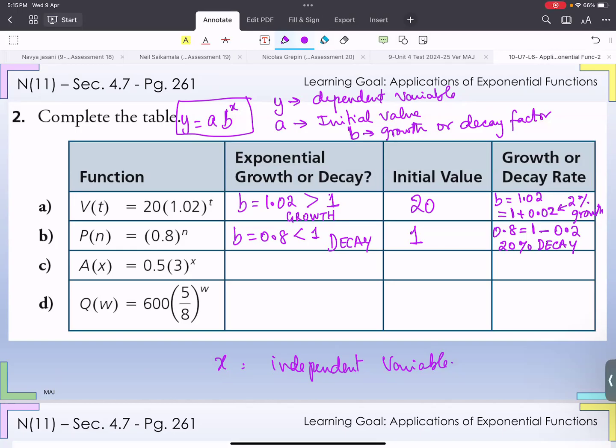The next one, b, is 3, which is bigger than 1. Okay, and it is an exponential growth. The initial value is 0.5. Is it a growth or decay? What is the growth rate? 3 is 1 plus 2. How do you get 2? That is, multiply that by 100. So that is a 200% increase. Okay.